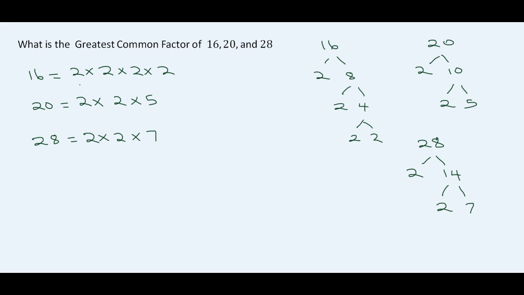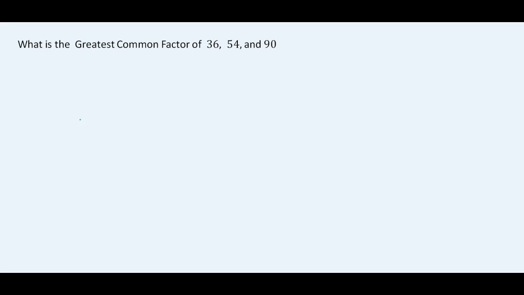So we can see here we have 2 that is common. So our greatest common factor is going to be 2 multiplied by, so we have 2 again, and then we have nothing else that is common for all 3 numbers. So this is going to give us 4. Another example. What is the greatest common factor of 36, 54, and 90?